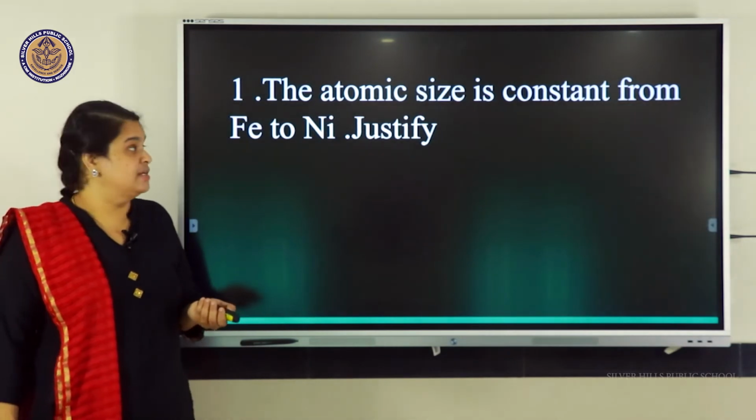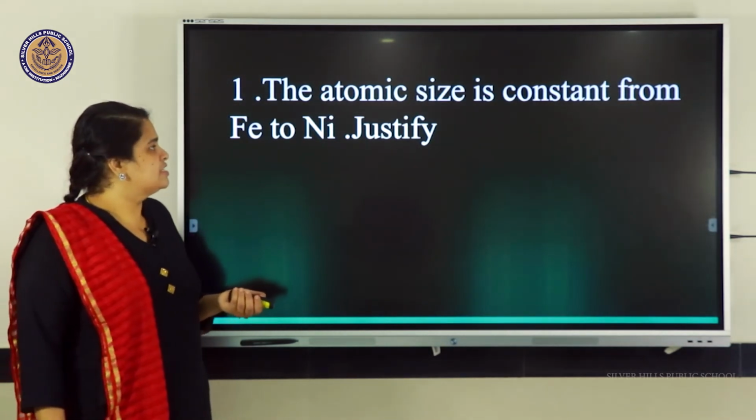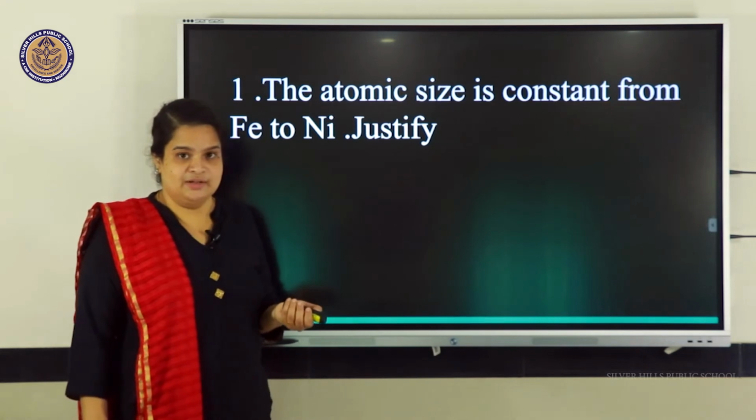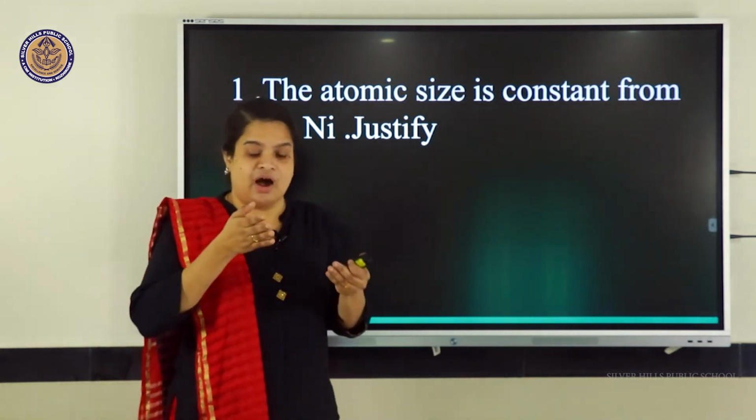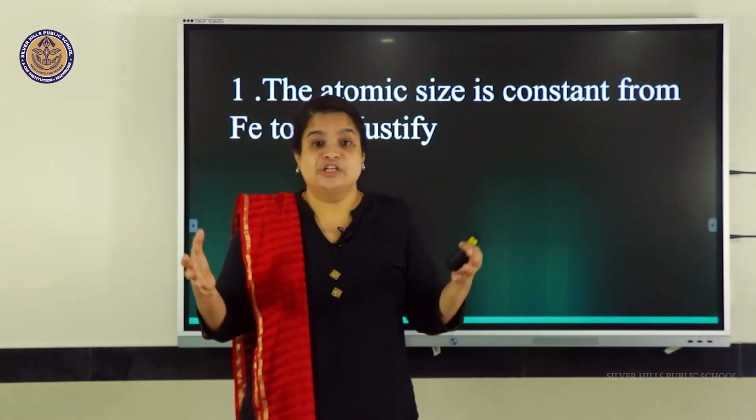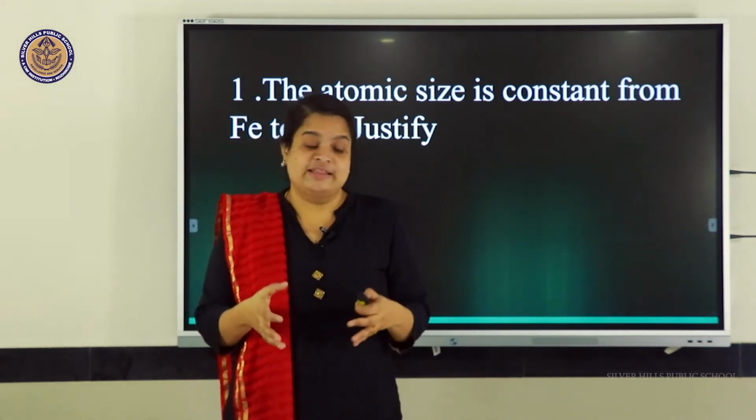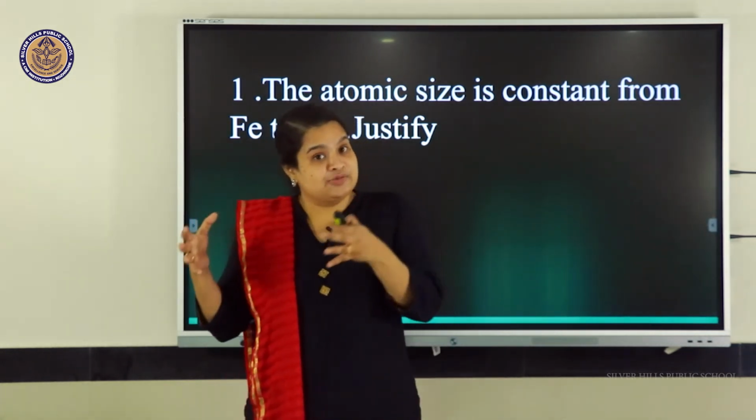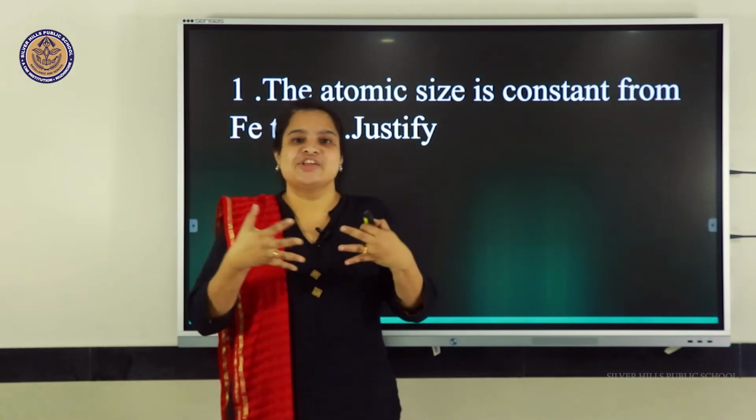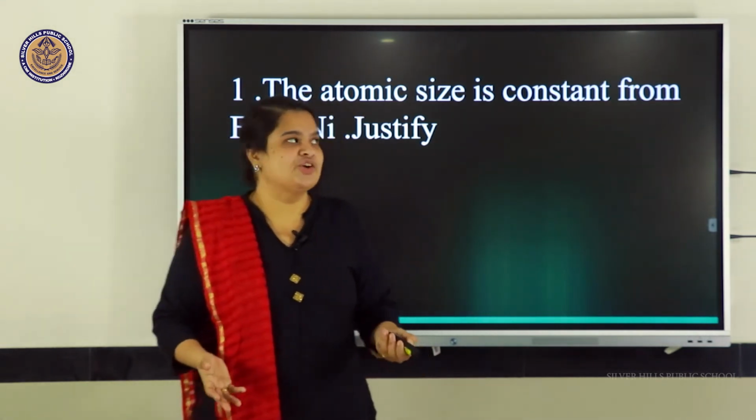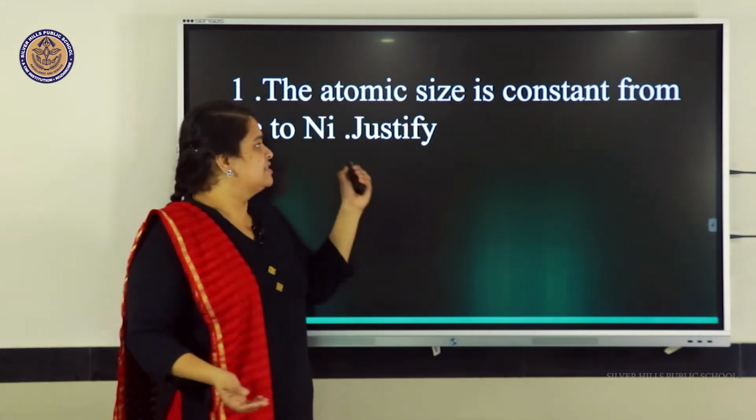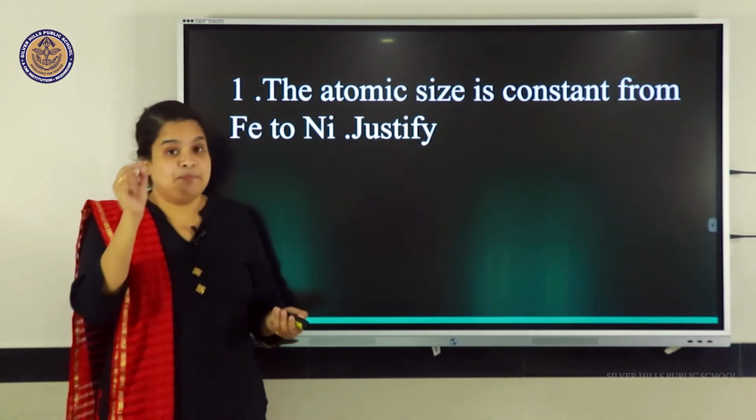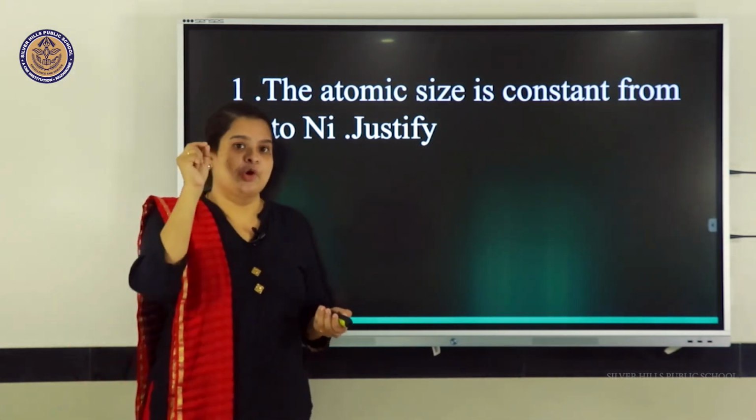The first question is, the atomic size is constant from Fe to nickel. Why? We saw the graph. In the graph, the atomic size was constant. Why? The two opposing forces, that is the effective nuclear charge as well as the shielding effect, balance each other. When they balance each other, the net effect is size is constant. That point is very important for your board exams.